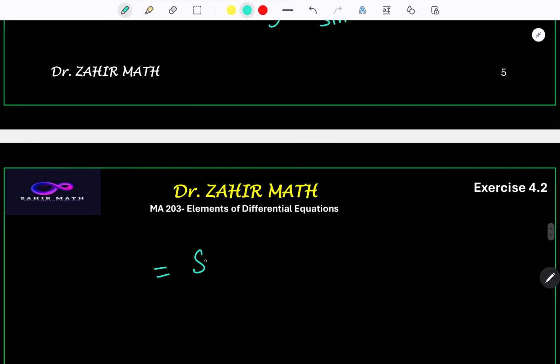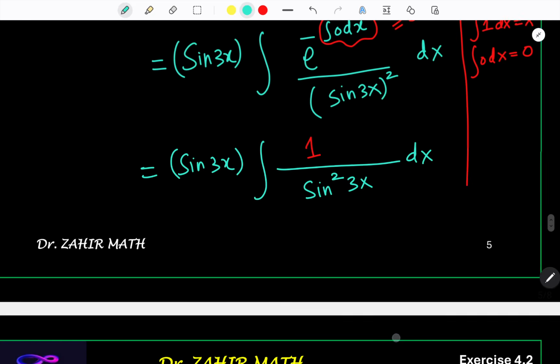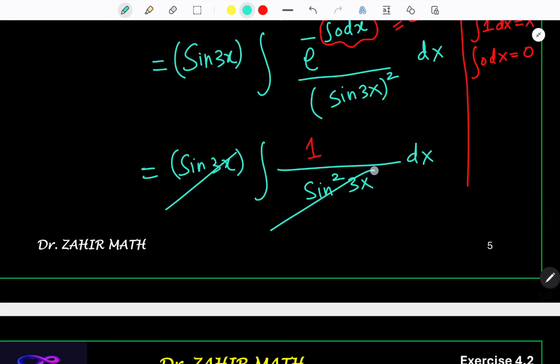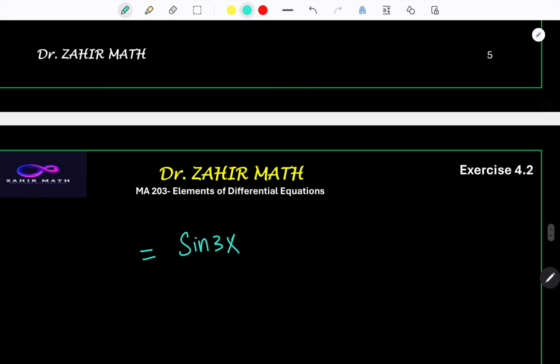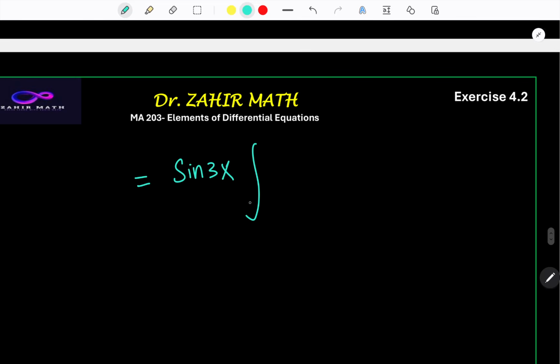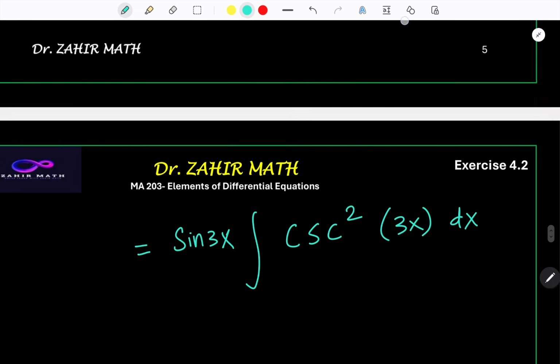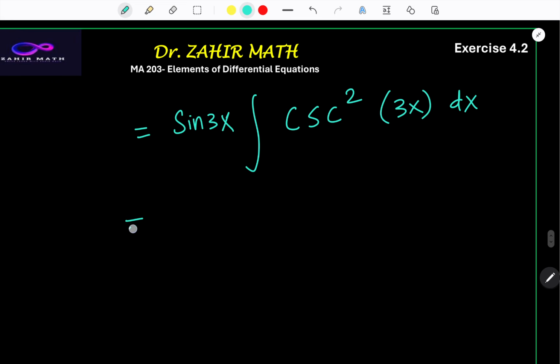So this equals sine 3x times the integral. Now your mind goes, teacher, can I cancel this and this? No, no, no. See here, integration is there, so no touching. Keep in your mind. So this is equal to sine 3x times the integral of 1 by sine square, which I am writing as cosecant square 3x, dx. But now you have to remember the formula for cosecant square 3x.